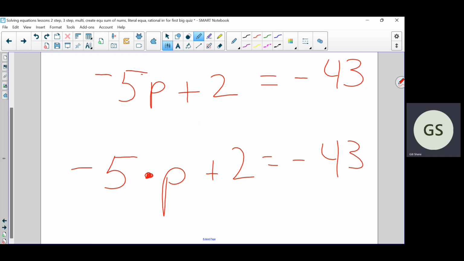Just give me a number. 12. Let's see. I'll do the math for you for now. 12 times negative 5 is negative 60. Negative 60 plus 2 is negative 58. Is that the right answer? Nope, it didn't make the left side equal the right side. The answer will make the left side equal the right side. That's actually the definition of an answer: the number that makes the left side equal the right side.